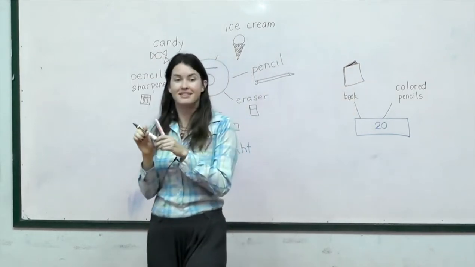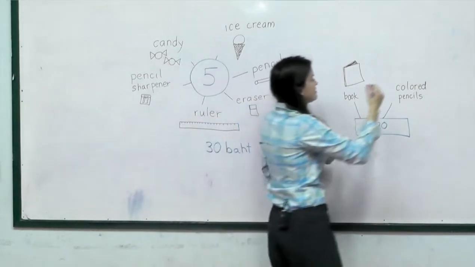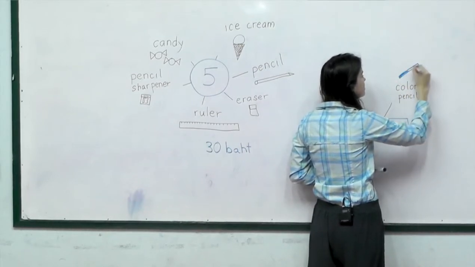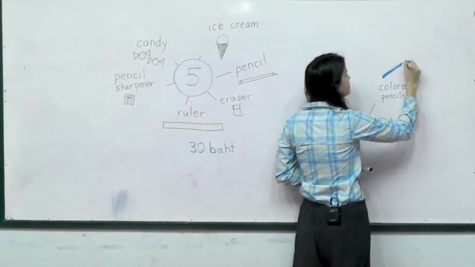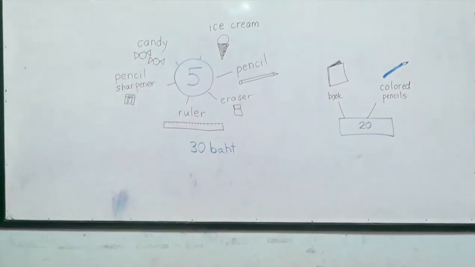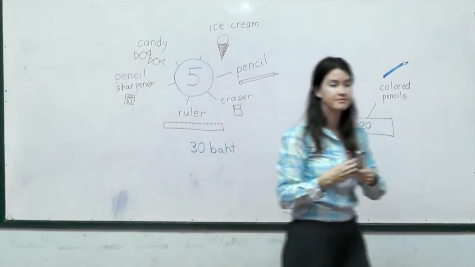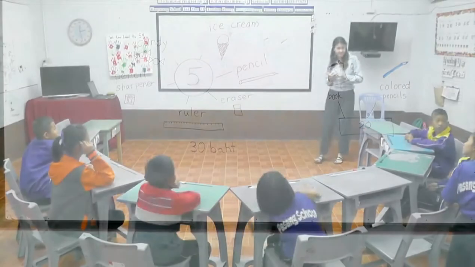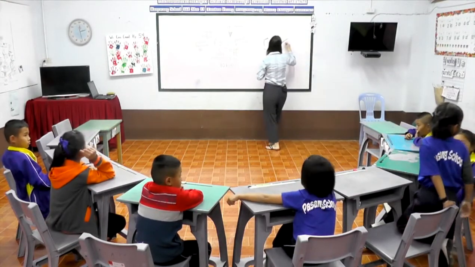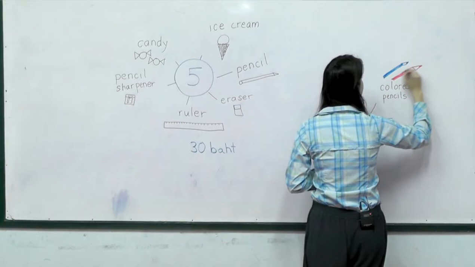Sunglasses? Okay, those might be a little more. Some friends say 20 baht, some friends say 100 baht. What's something else we can buy for 20 baht? What can we buy for 20 baht? Ice cream? Which one? Pencil sharpener? Yes. Oh, the big kind of pencil sharpener. Okay. Cool.